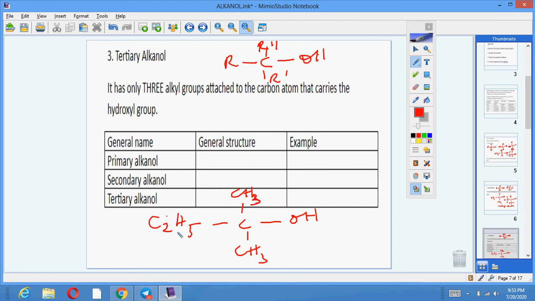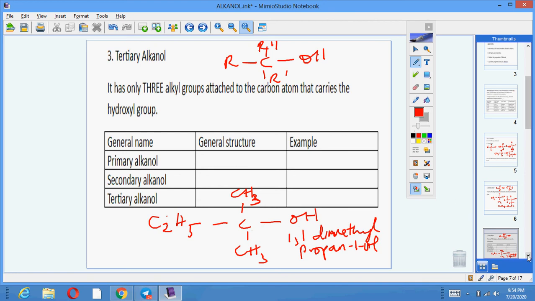If you open this up, this is 1, 2, 3. That's the longest chain. This is 1,1-dimethylpropan-1-ol, because the hydroxyl group is attached to carbon one, or propanol.